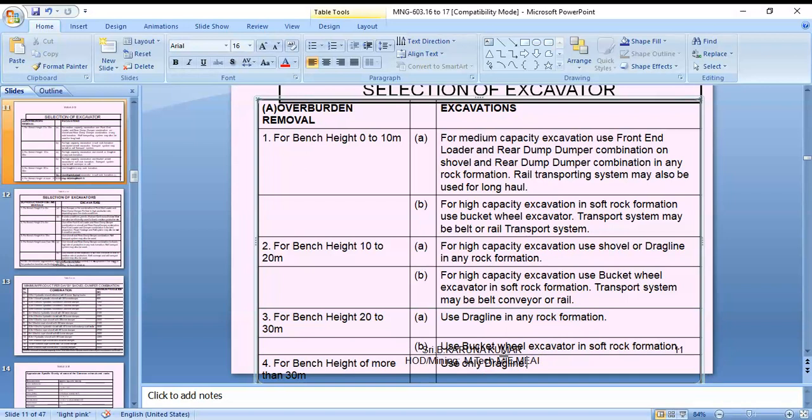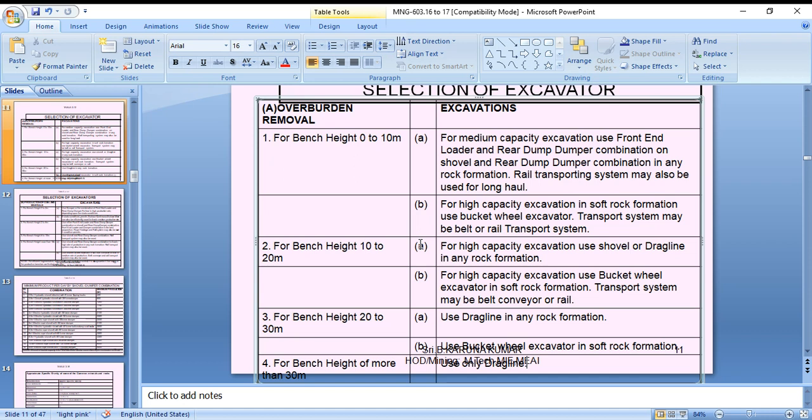Sometimes a bucket wheel excavator can also be used from 20 to 30 meters, and more than 30 go with a dragline. So below 30, it is better to use a shovel dumper combination. Below 10, the rear dumper pay loader can be used. This is the general excavator selection as far as excavators are concerned.